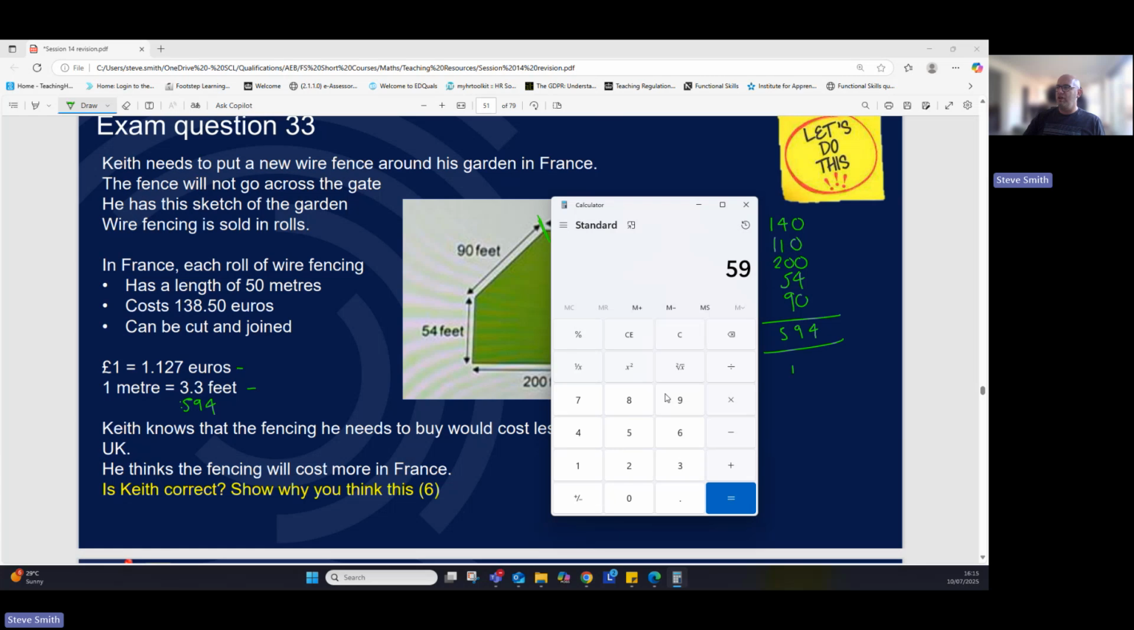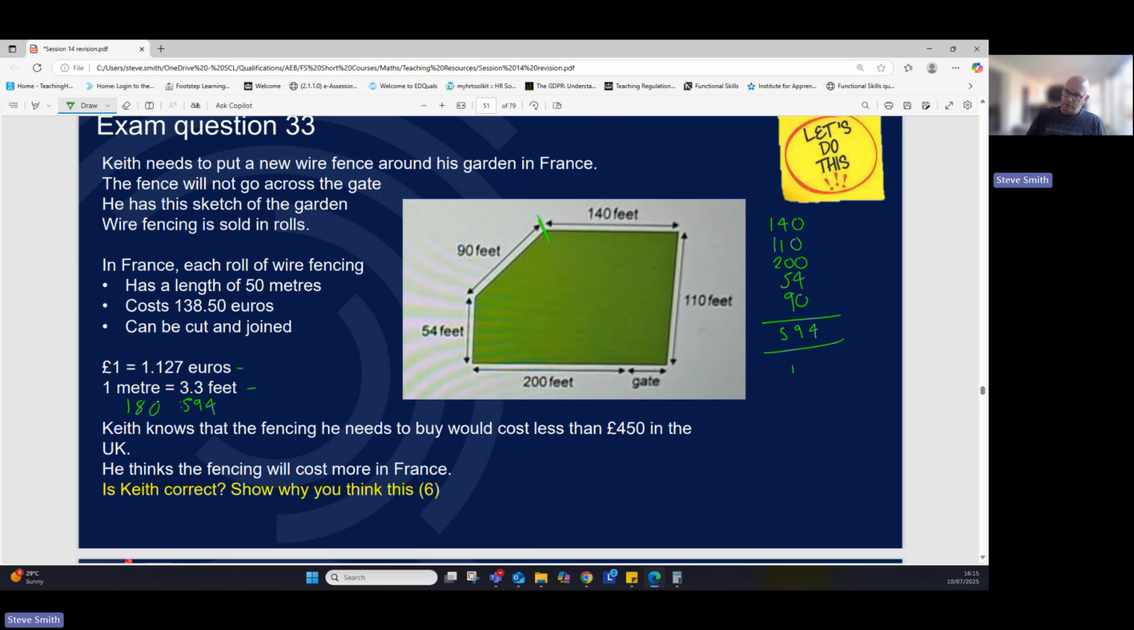Yeah, it's garden, farm, don't know. This is fence in France. Divide by 3.3. So we can see that around his garden is 180 meters. So for that one, we did 594 and we divided it by 3.3. So we now know we've got 180 meters.